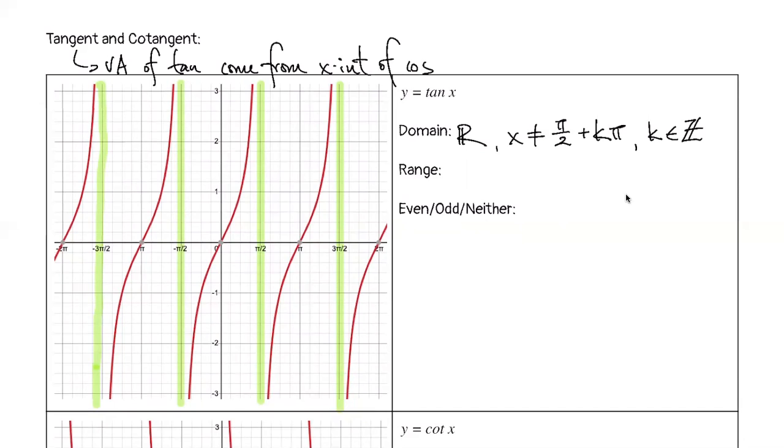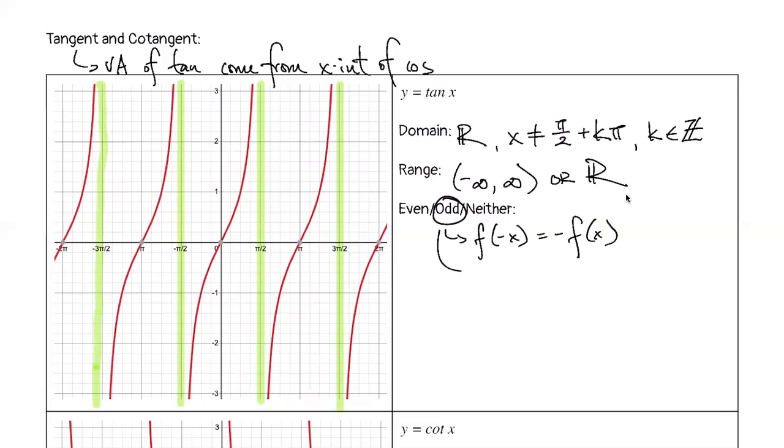Now our range, we said for tangent, was from negative infinity to positive infinity, or we could say all real numbers, okay? So those two are interchangeable. And we already know from the earlier work we did that tangent is odd. And we can say that because f of negative x equals negative f of x. We can also say that it is symmetric about the origin, okay? And those are two different ways of saying, hey, this function is definitely odd.